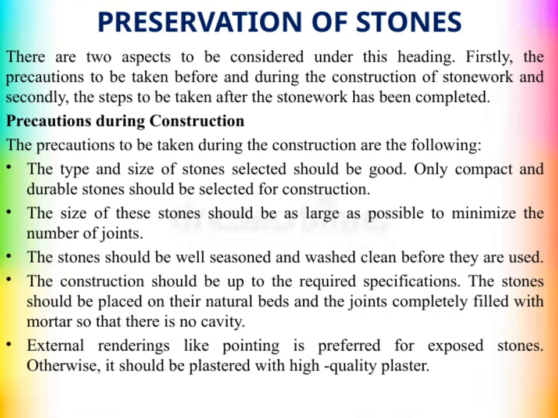There are two aspects to be considered under this heading. Firstly, the precautions to be taken before and during the construction of stonework, and secondly, the steps to be taken after the stonework has been completed. Let's start with the precautions during construction. The first point is that the type and size of stones selected should be of good quality. Only compact and durable stones should be used for construction to ensure longevity.